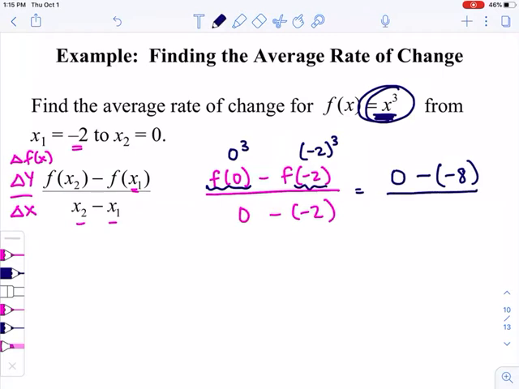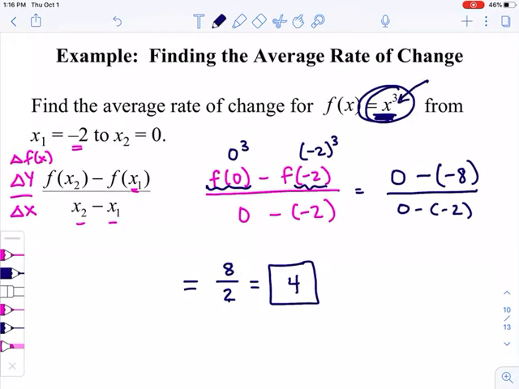So the change in y is based off the output values of the function. Now I have 0 minus -2 still on the bottom. Evaluate that down. On the top, if we have 0 minus -8, we end up with 8. If we have 0 minus -2, that gives us 2. We're going to end up with 8 divided by 2, which gives us 4. So the answer, the average rate of change, is 4.